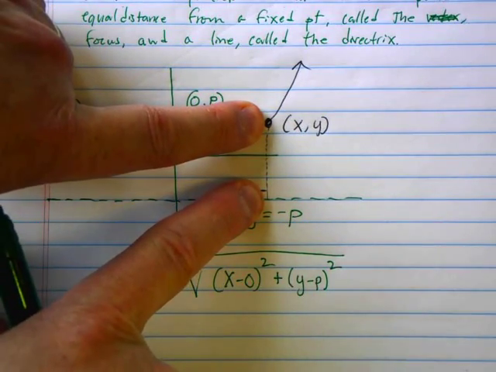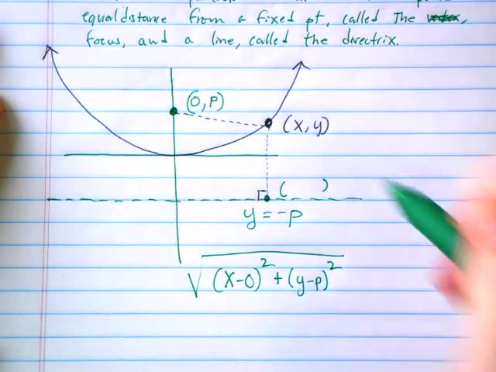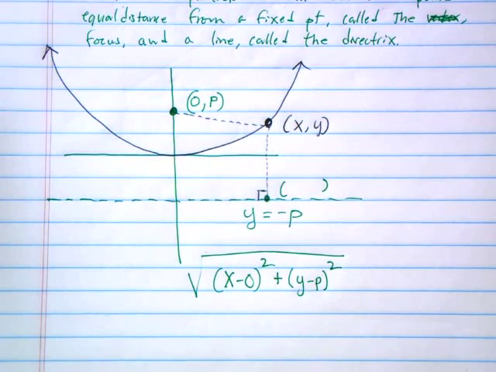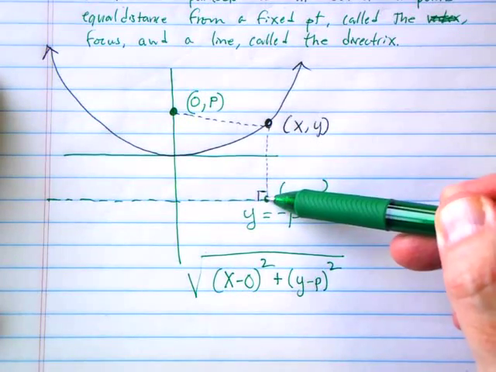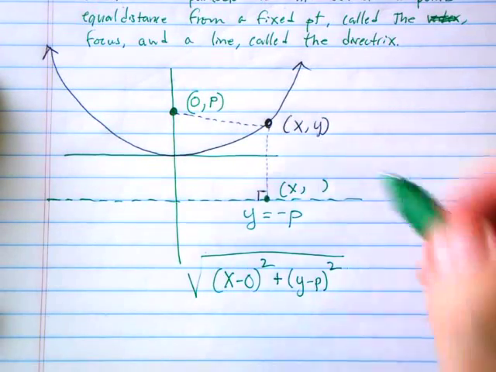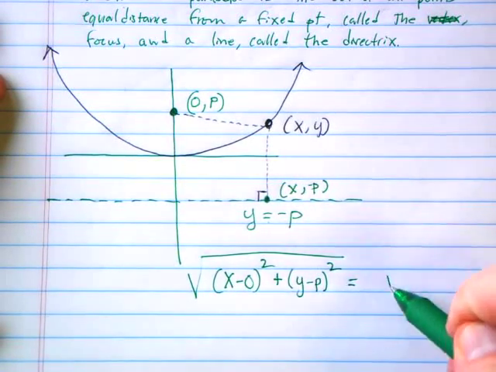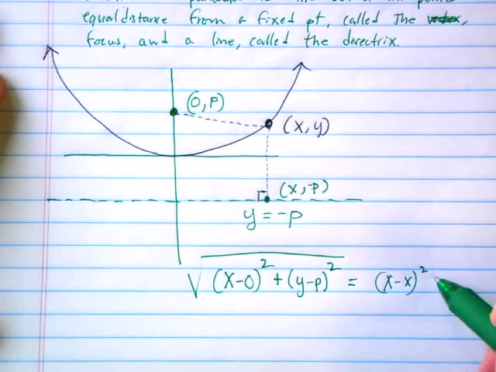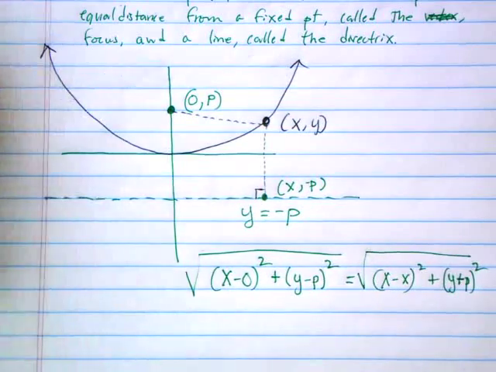How would you find this distance? Well, what's this point right down here? If this point is at x, then this point's also at x. And what's the y value for this point? Negative p. So that has to equal, again, I subtract the x numbers, x minus x, and I square it, plus I subtract the y numbers, y minus negative p, that's y plus p, and I square it. And then I do the square root of the whole thing.